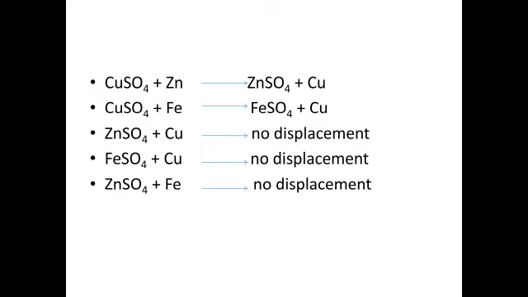Now look at the other three beakers. In beaker C we are adding copper, but there is no displacement. The solution remains the same even if we have dipped the copper into it. The same thing happens in beakers D and E. What might be the reason? Do you have any idea?